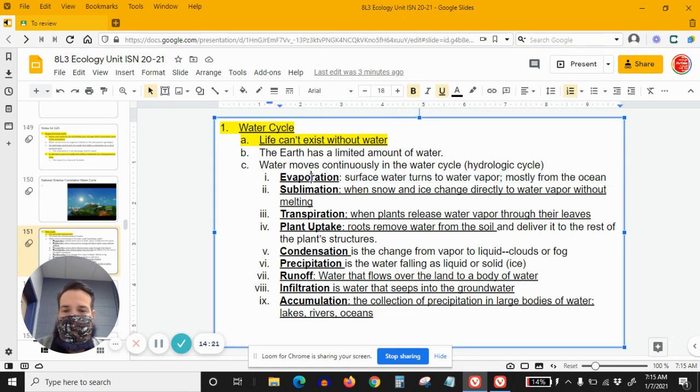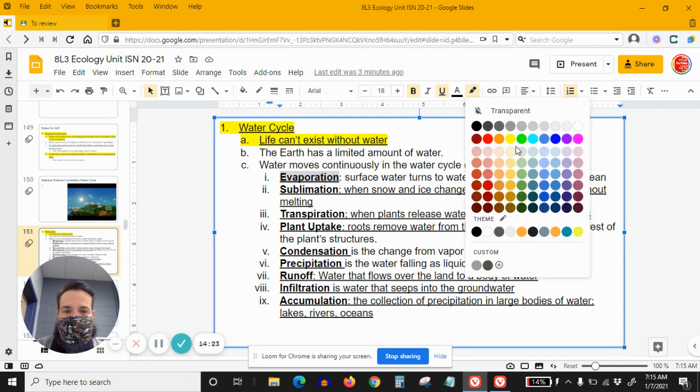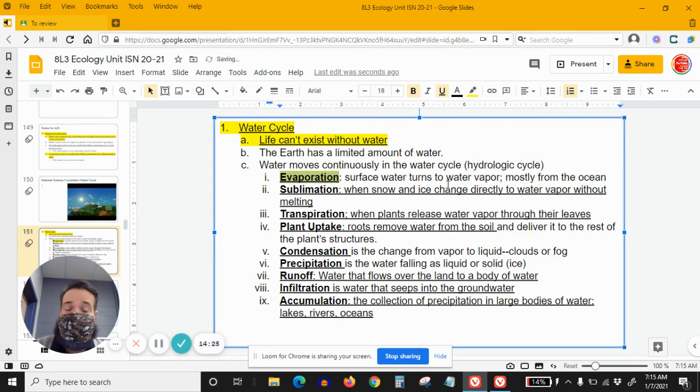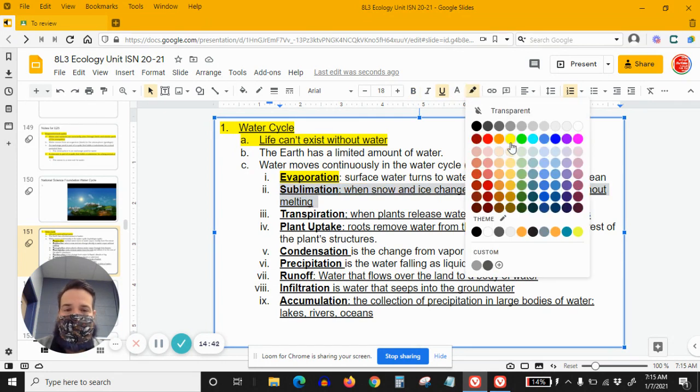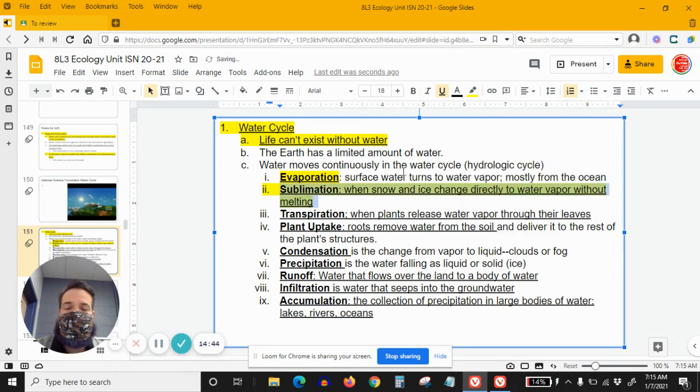All right. Evaporation. Write that down. If you don't know what evaporation is, please write down the definition. If you do, then maybe we don't need to write it down. But I would at least write down the word evaporation as a step in the water cycle. Sublimation, you probably are not as familiar with. So sublimation is when snow and ice change directly to water vapor without melting.